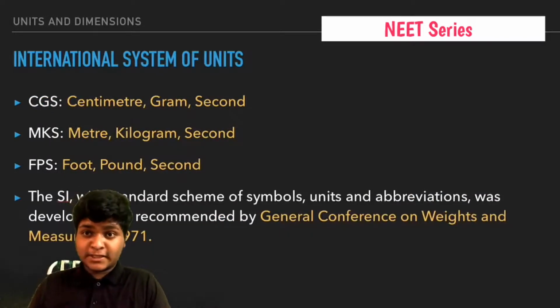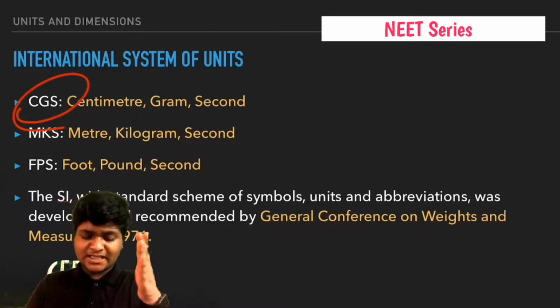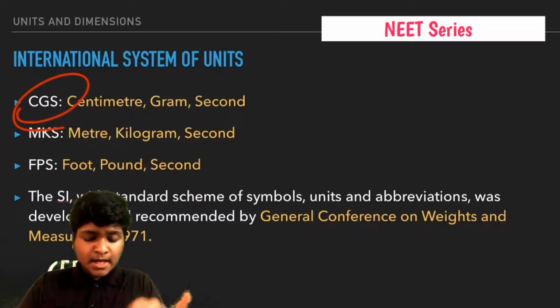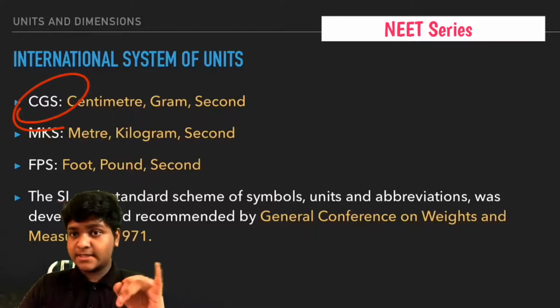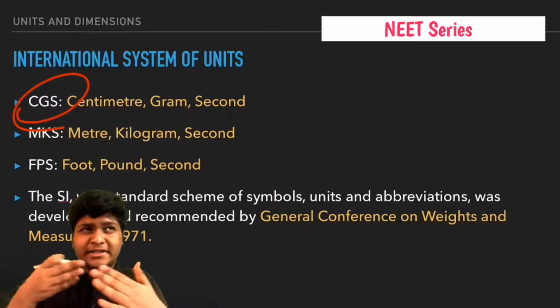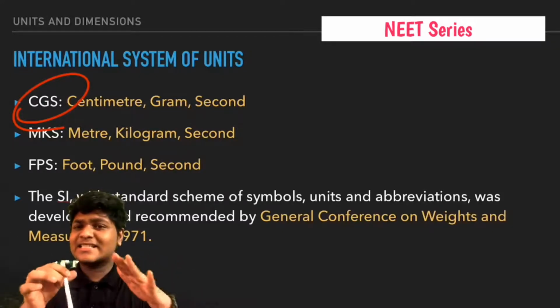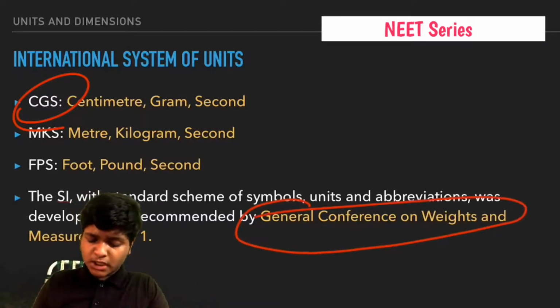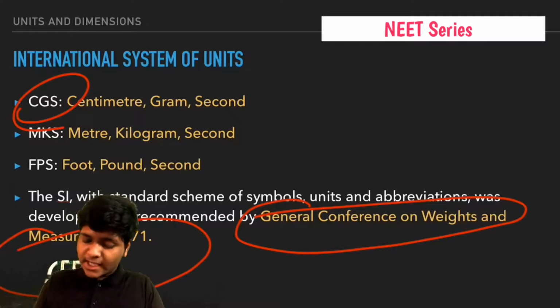International system of units. We have CGS, MKS, FPS, and the SI units. CGS: centimeter, gram, second. MKS: meter, kilogram, second. FPS: foot, pound, second. SI is generally known as standard. I don't remember it correctly, so make sure to comment down below what is the full form of SI unit. It was recommended by the General Conference on Weights and Measures in the year 1971. Very important. They might ask you who recommended SI unit.